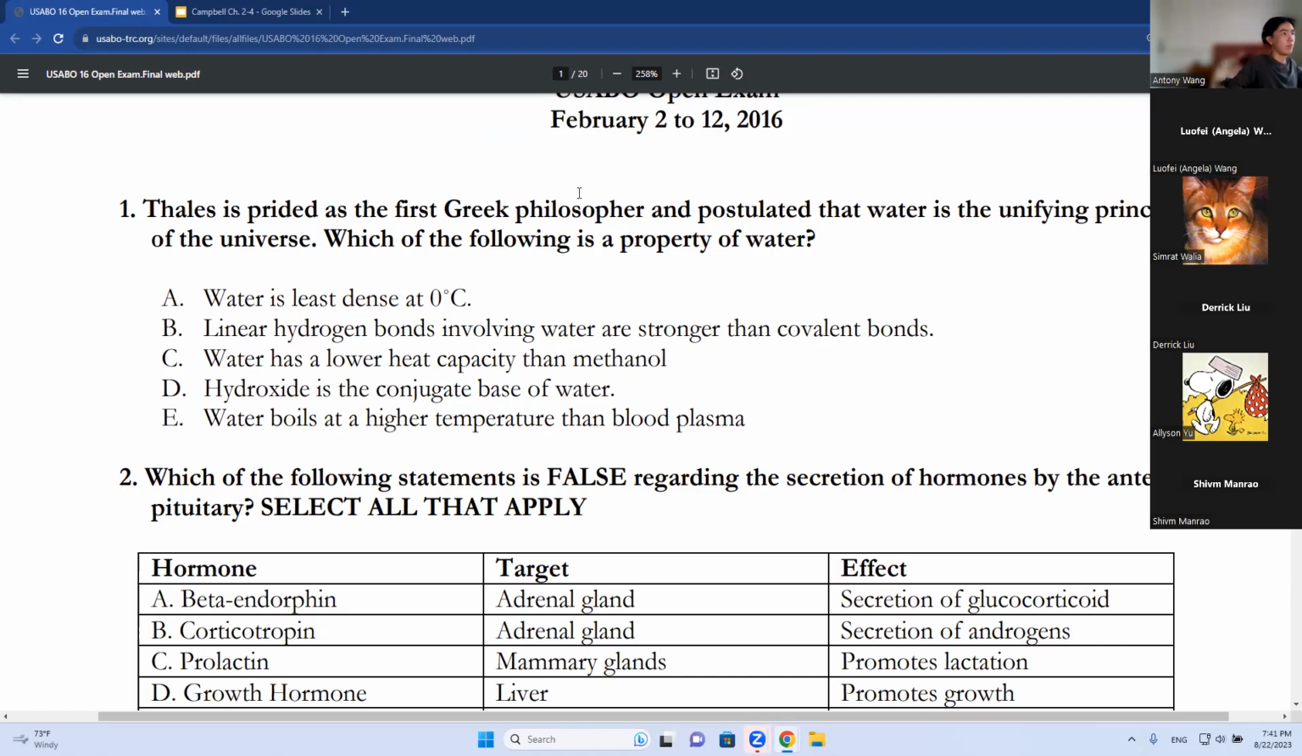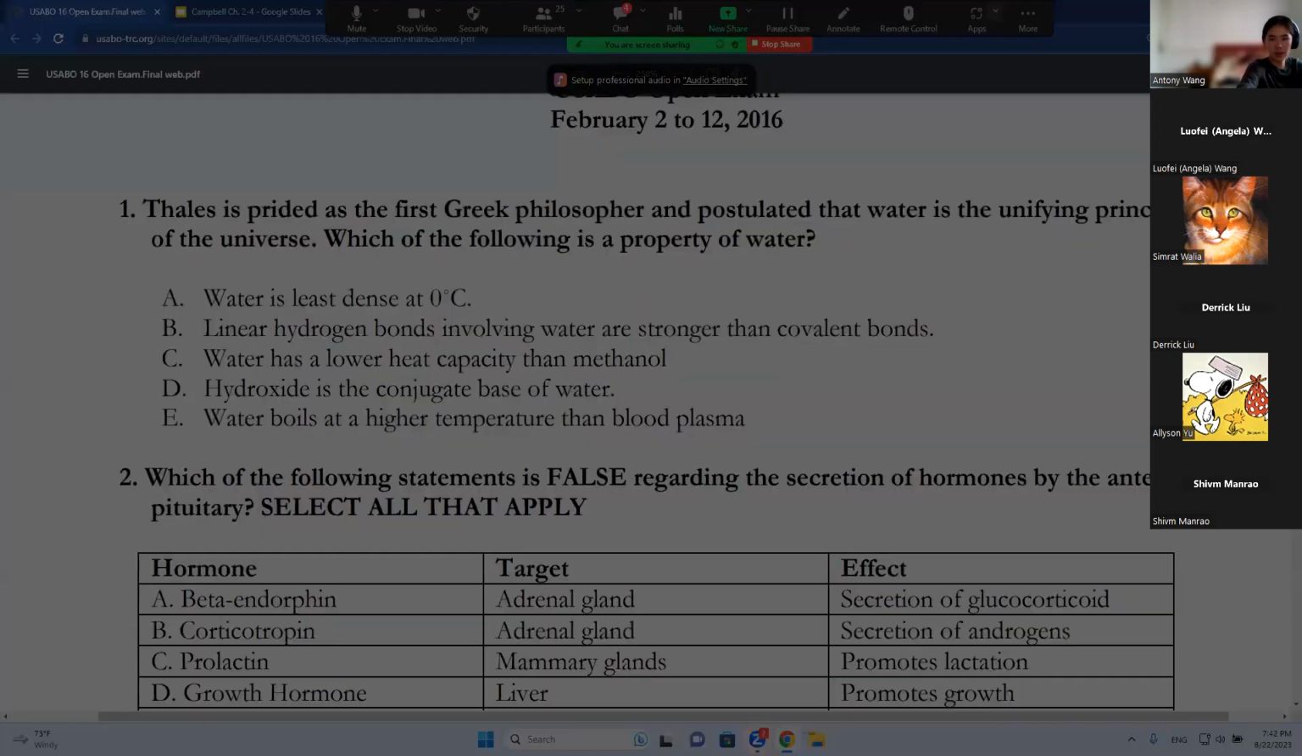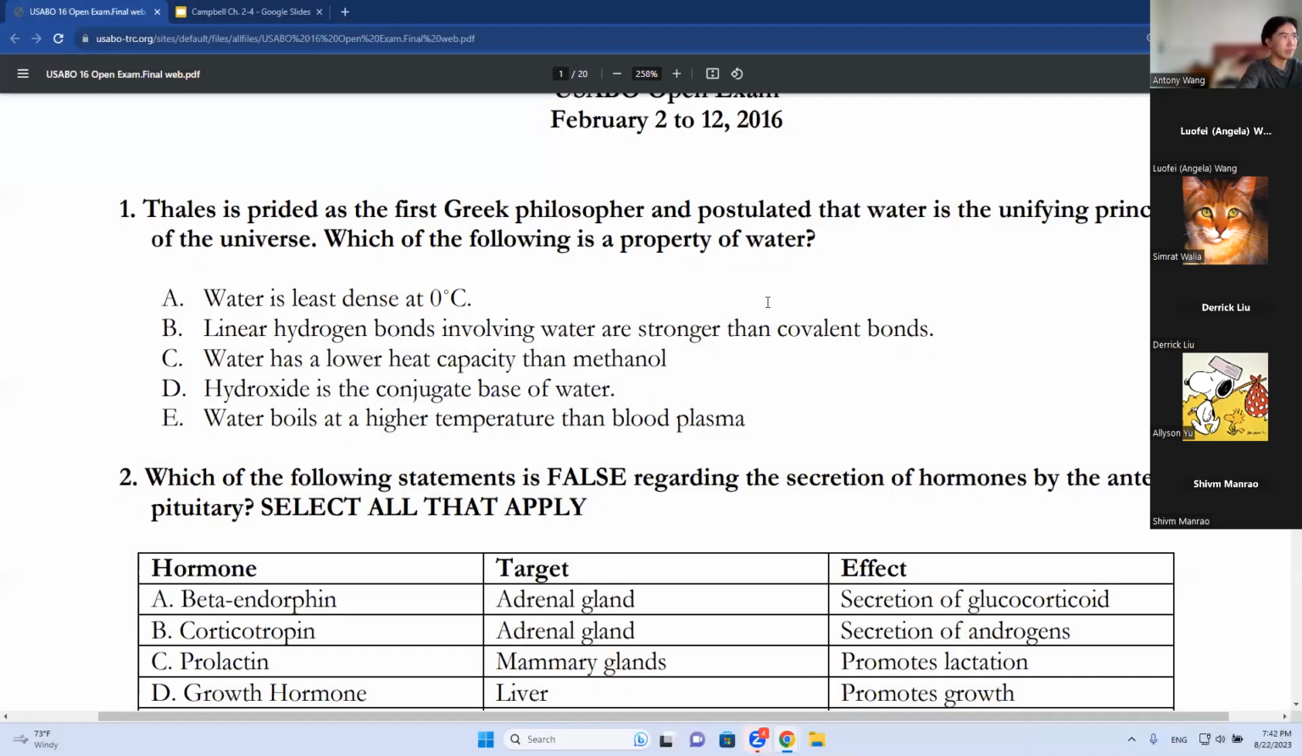And so, water has a lower heat capacity than methanol. I know methanol has an OH group. Okay, who knows? I know some people took OChem. Who knows what methanol looks like? What is it made of? Hold on. Pull up a picture. CH3OH, which is right. Sorry, I'm not looking at chat right now. Let me send this in group chat.